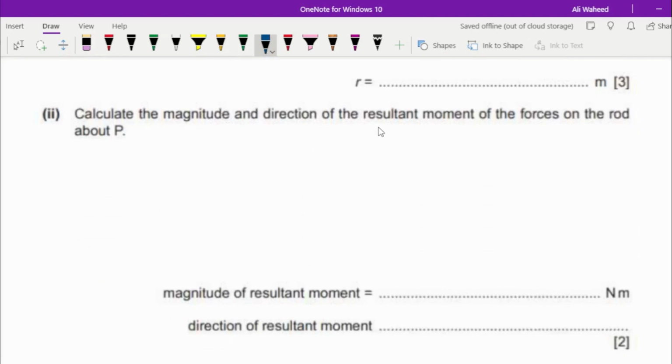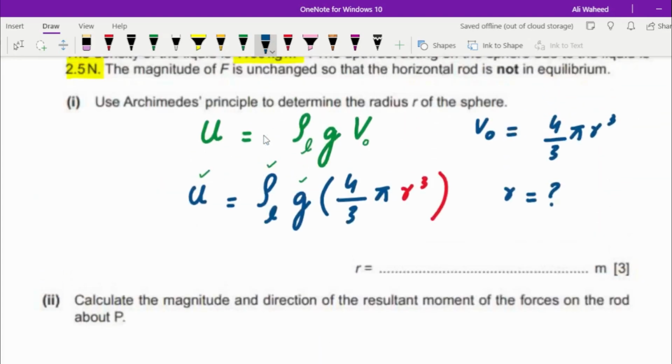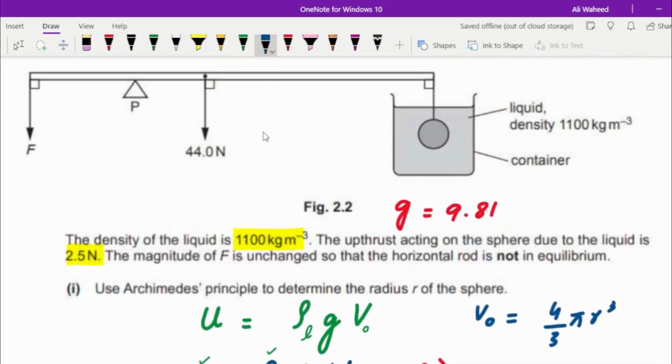Calculate the magnitude and direction of the resultant moment of force on the rod about point P. In this situation, when you have placed the sphere in the liquid, there was an upward force, upthrust, which is 2.5 Newton. So the upthrust acting due to water on the sphere is 2.5 Newton. It would be upward.